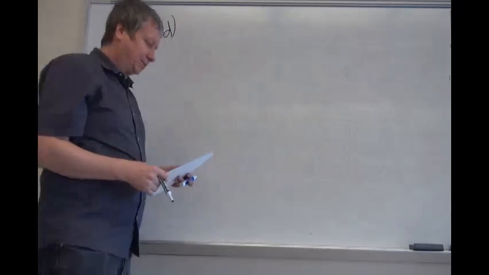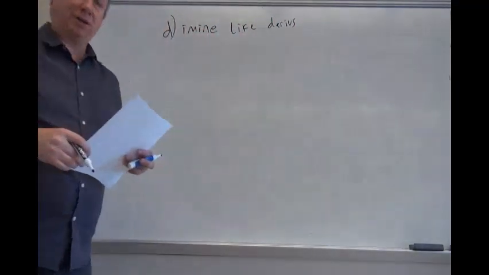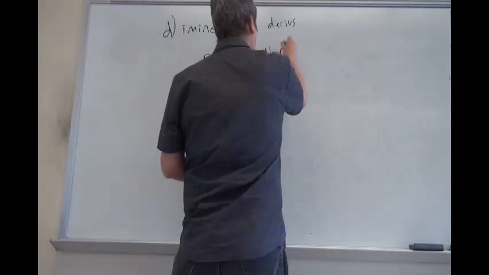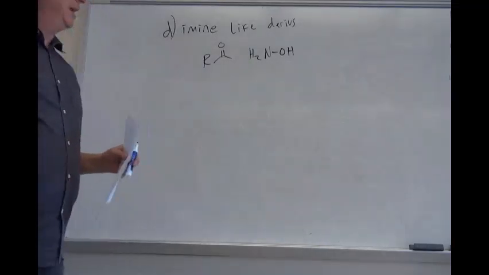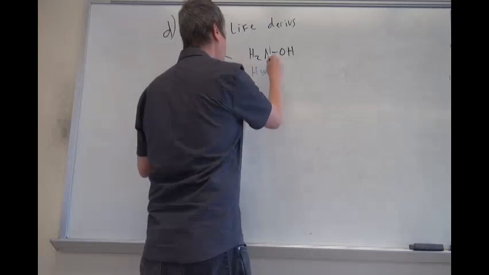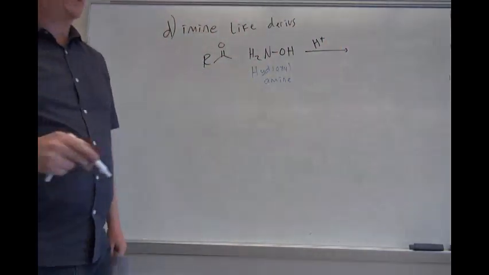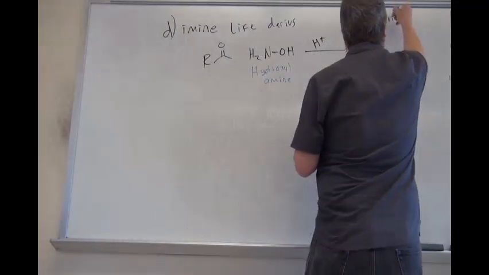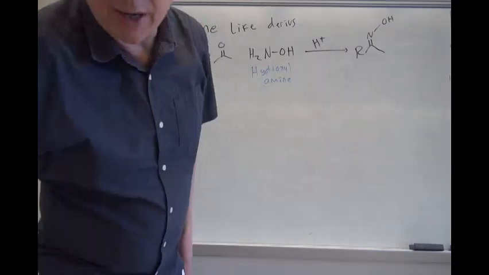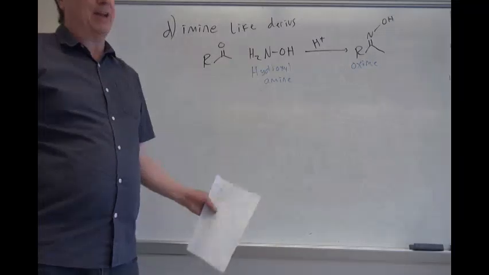So section D of this part is imine-like derivatives. We actually started this part also. An example is a ketone plus hydroxylamine, reacting with an acid catalyst. And that makes sort of an imine-like derivative, right? So it's got that structure, C double bond N with an OH on it. And this is called an oxime. It just has a funny name. It's not an imine, it's an oxime.